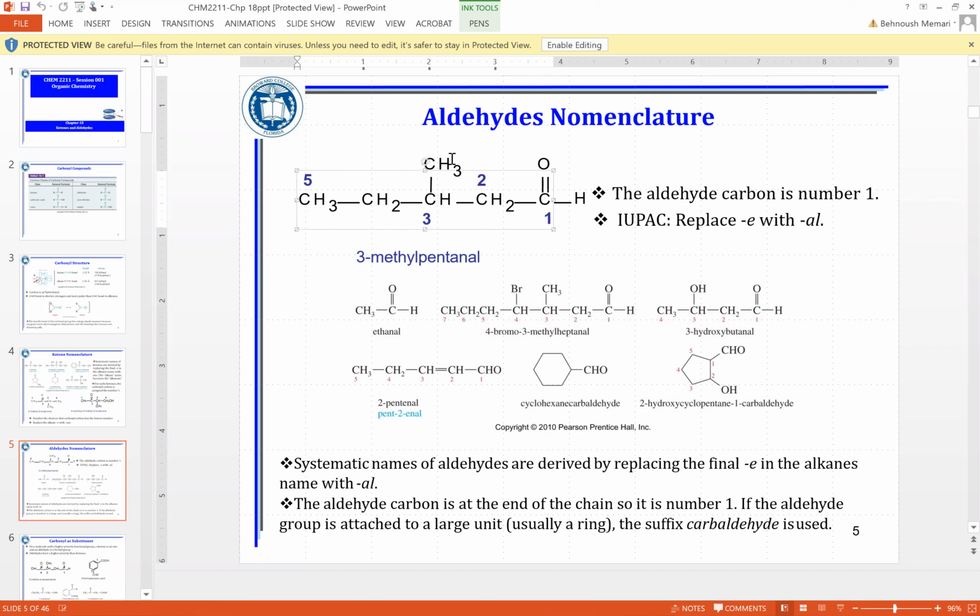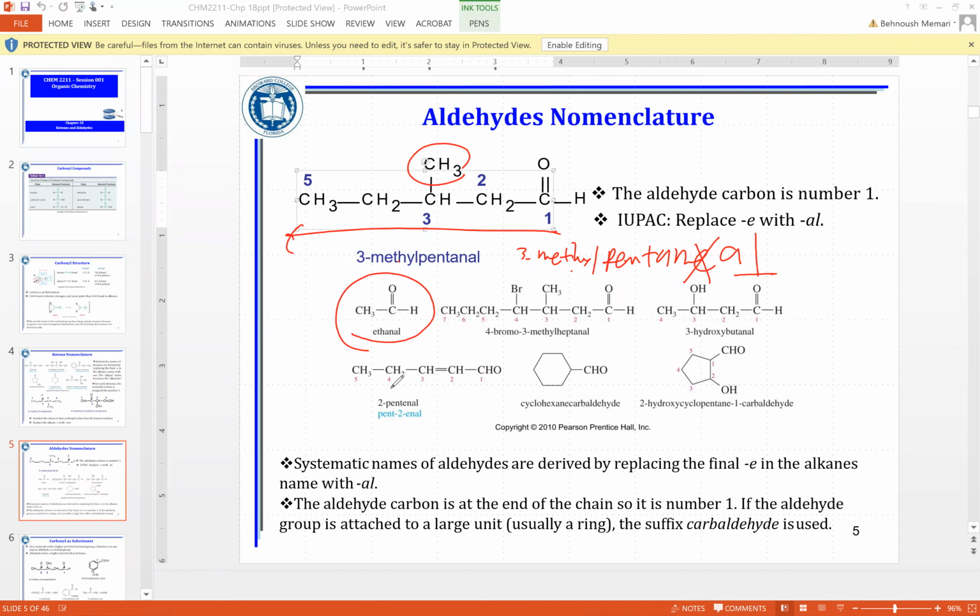You look for the longest carbon chain. Whatever gives the longest carbon chain. So we have 5 carbons here. We are going from right to left because the aldehyde is on carbon number 1. Carbon 3 takes the methyl group, so it would be 3-methylpentane. Then you drop the E and add AL. So alkane name, drop the E and add AL. That gives you 3-methylpentanal. Okay.